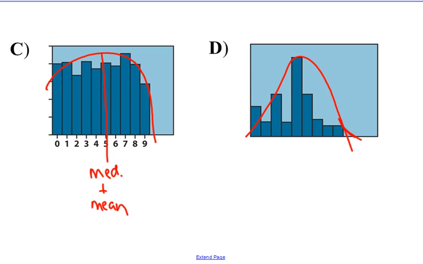And for this last one, I would say that it's a little bit right skewed, right? See that kind of tailing off there? But not too much. So if I put the median here, I'm going to put the mean fairly close to it because it's not super skewed.